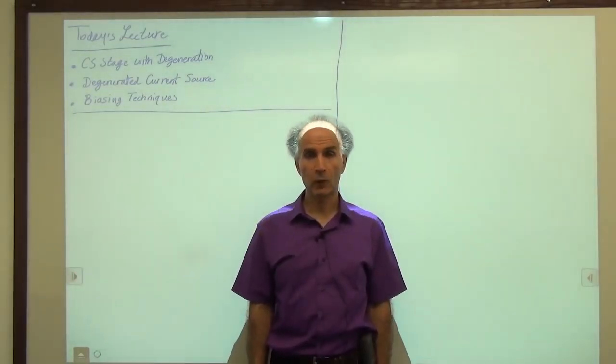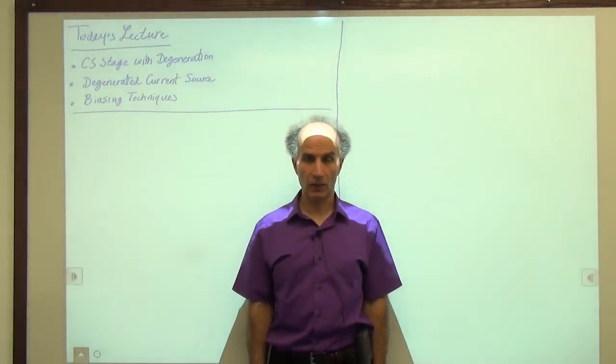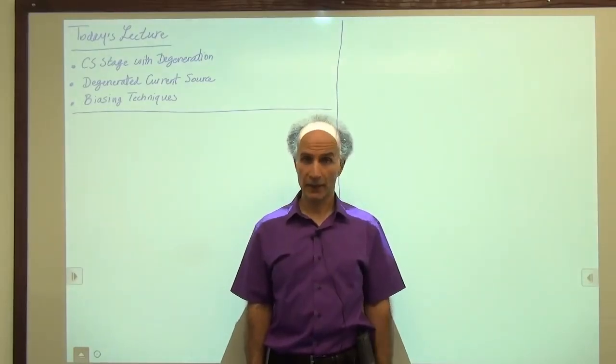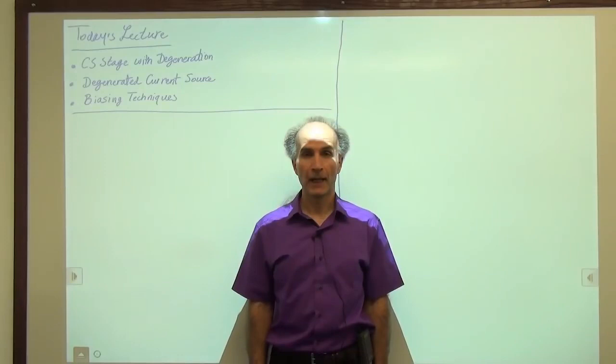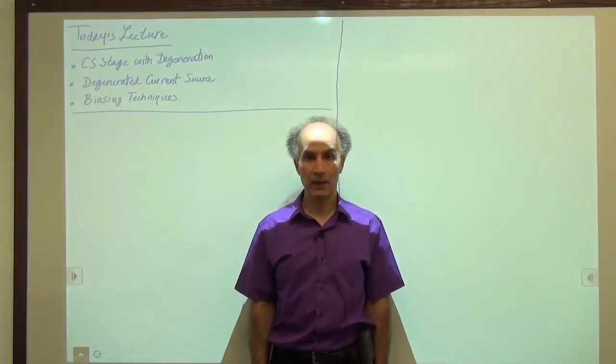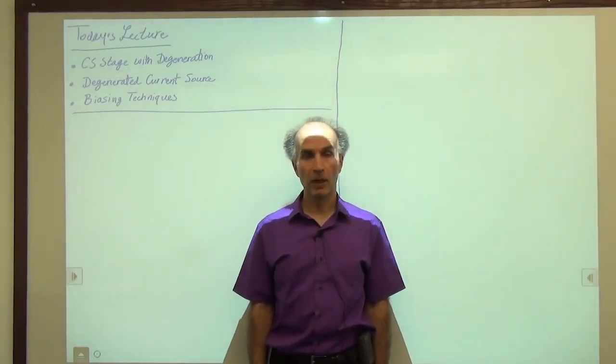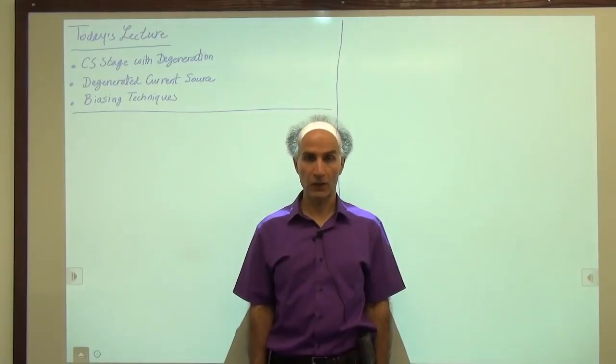Today we will look at one more variant of the common source stage called the common source stage with degeneration, which has some nice properties and is used sometimes in circuit design. And then we will look at some other concepts related to biasing these types of stages.